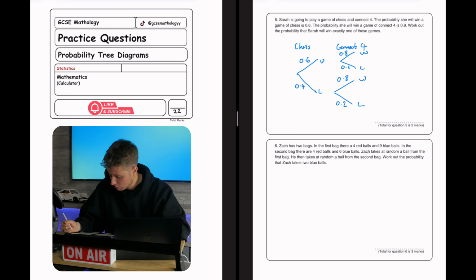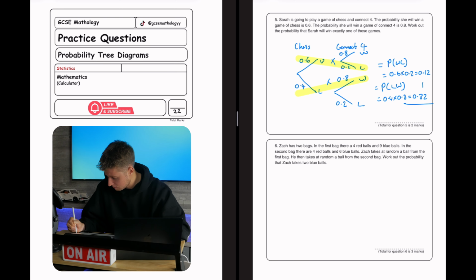The question says work out the probability that Sarah will win exactly one of these games. So we're going to draw the path for winning exactly one of these games. So that means we can either win a game of chess and then lose a game of connect 4, or lose a game of chess and then win a game of connect 4. We're going to multiply across the branches. So the probability of a win and then a loss is equal to 0.6 times 0.2, which is equal to 0.12. And then we've got the probability of losing and then winning. This is equal to 0.4 times 0.8, which is equal to 0.32.